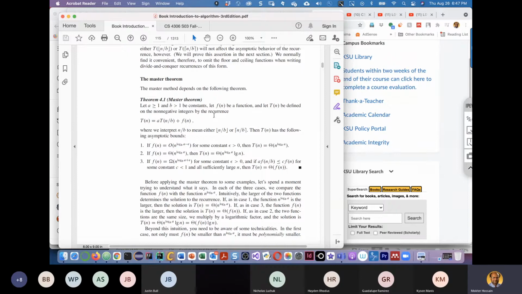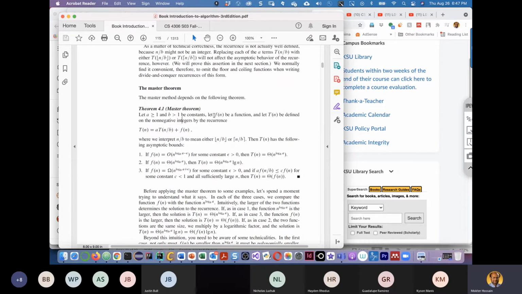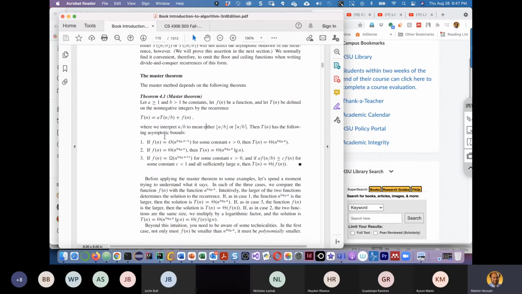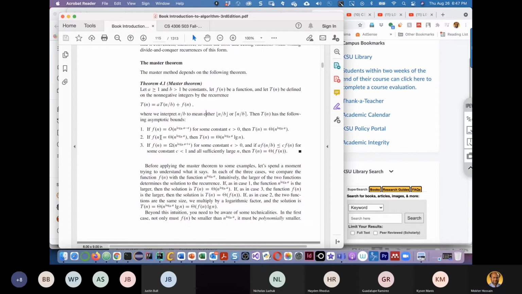And then T(n) is defined on the non-negative integers by the recurrence like this: T(n) equals a times T(n/b) plus f(n), where we know that n/b means either floor or ceiling. If there is something like this, then there are three cases.